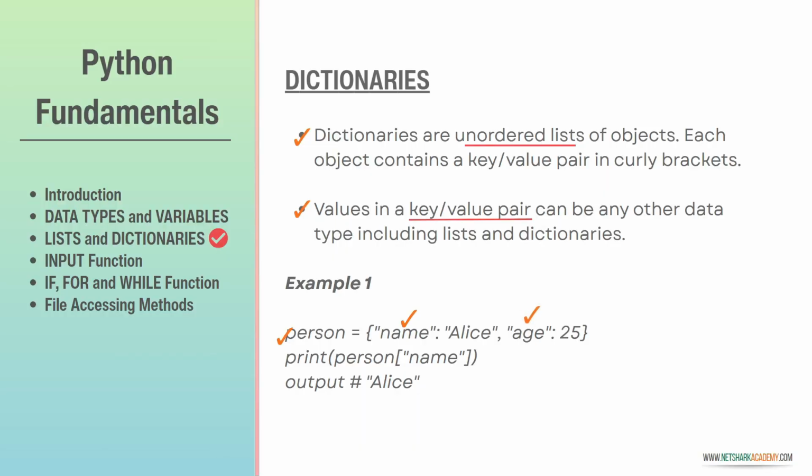So to get the value of name from this dictionary, we write print person and in square brackets the key name, which will give output as Alice.